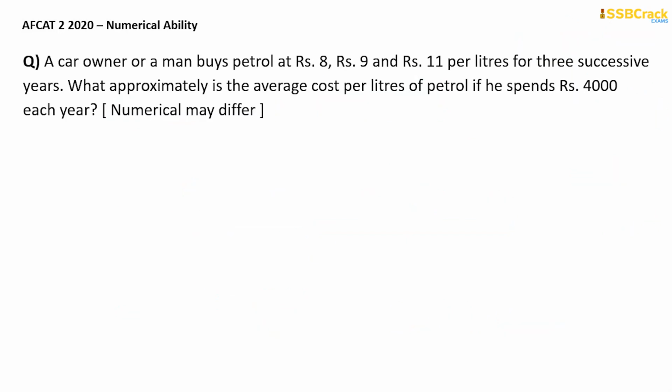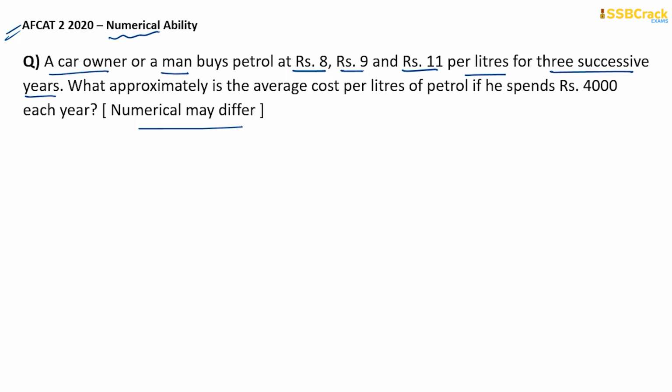that had come on 3rd of October 2020 in AFCAT 2 2020 examination in the numerical ability section. A car owner or a man. Some aspirants shared this question just mentioning a car, or sometimes a man. And they also mention that the numericals may differ, but the pattern of the question was of this type: a person buying petrol at rupees 8, rupees 9, rupees 11 per liter for 3 successive years. So this was the pattern of the question, though the language might vary. Initially it starts as a car owner or a man.